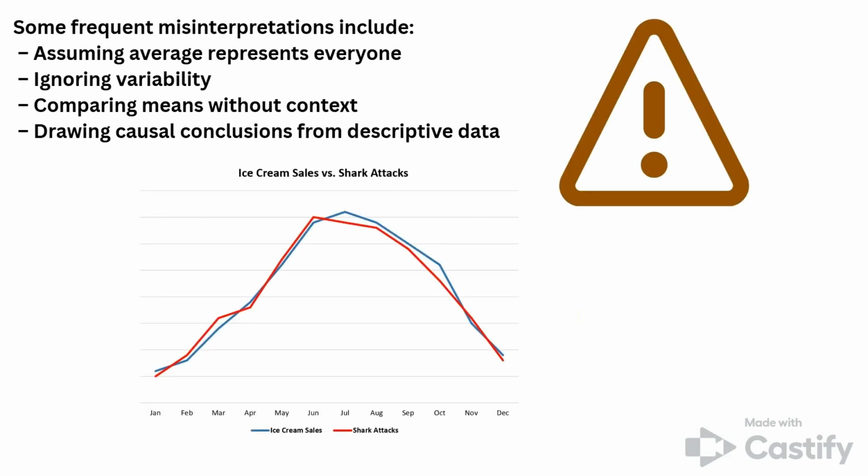Data analytics students must also be aware of common mistakes. Some frequent misinterpretations include assuming the average represents everyone, ignoring variability, comparing means without context, and drawing causal conclusions from descriptive data. Descriptive statistics describe, they do not explain cause and effect. Critical thinking is essential when communicating results.